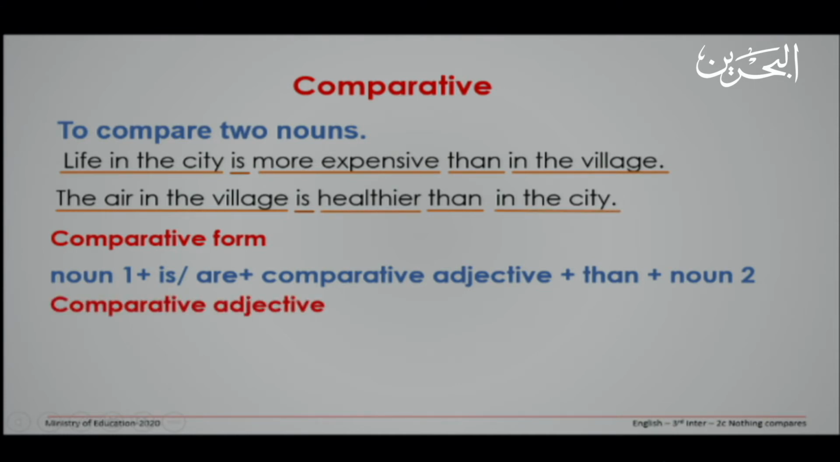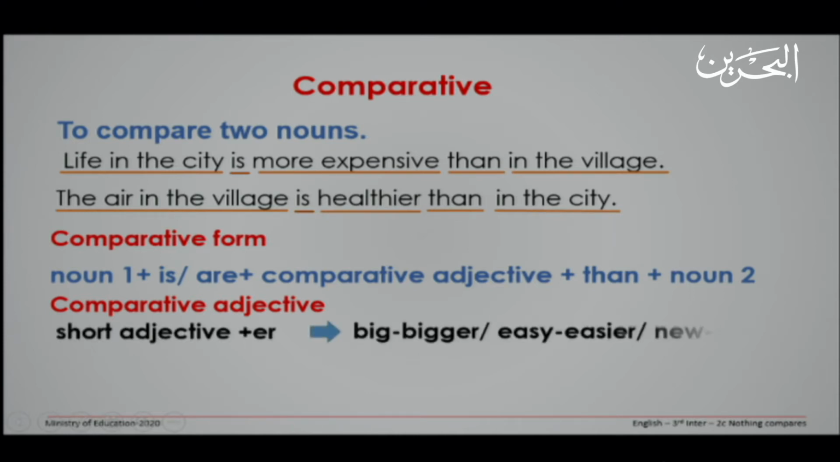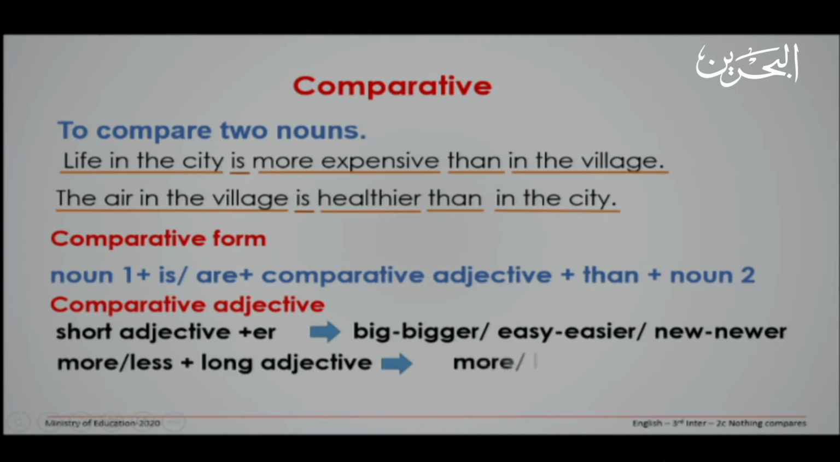So, comparative adjectives. If it's a short adjective, we add the suffix er. So here, big becomes bigger. Easy, we replace the y with an I, then we write er. It becomes easier, and new becomes newer. If it's a long adjective, then before the adjective, you write more or less. More expensive or less expensive.